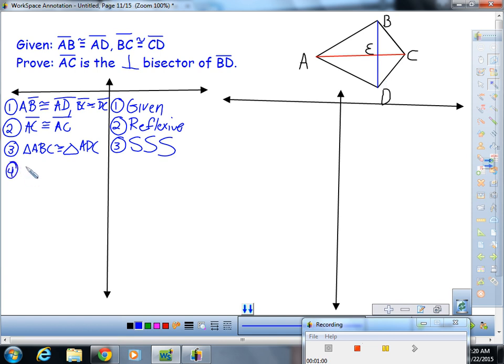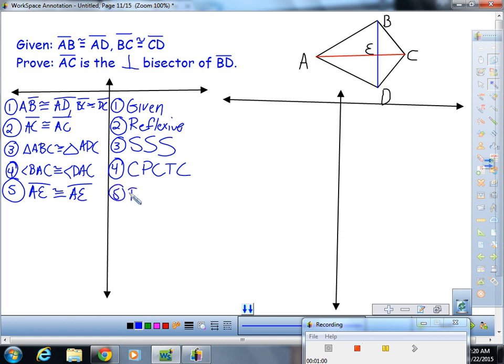Excellent. Angle BAC is congruent to angle DAC, and the reason is CPCTC. Very good. Now I think there's only one step that would make the most sense. Johnny, you want to keep going? AE is congruent to AE. Once again, that's reflexive. I'll get out of the way for you guys.